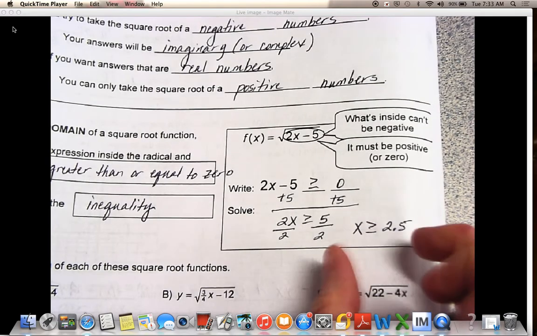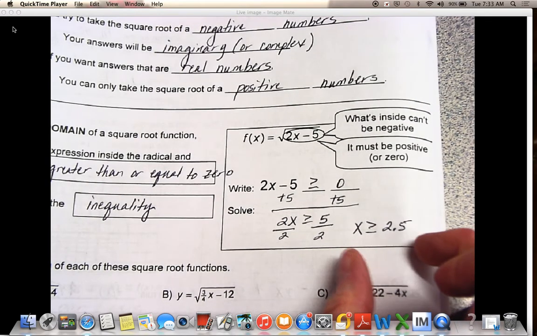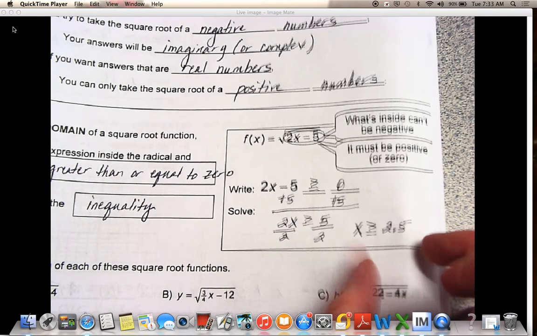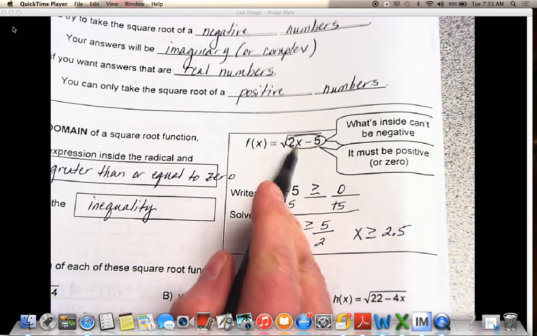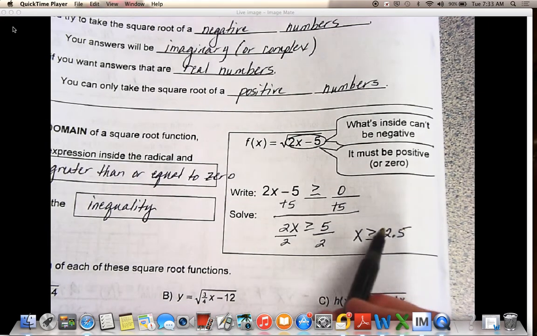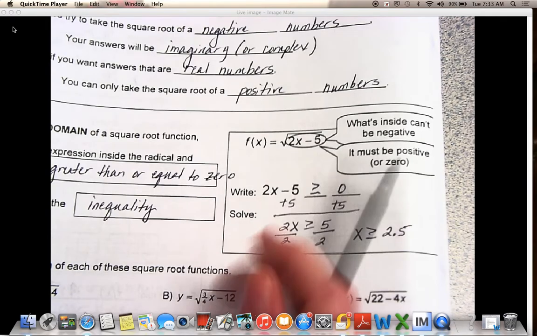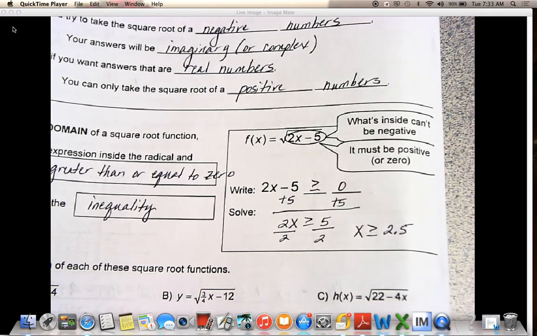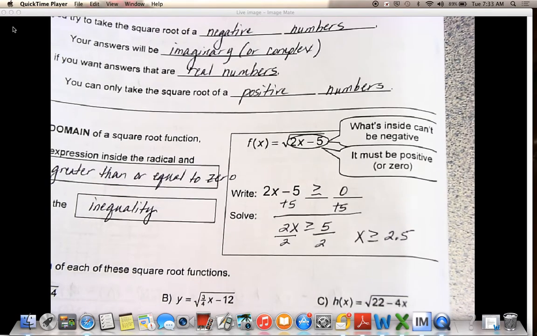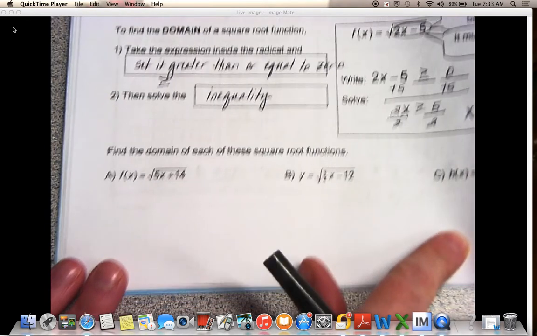Right? And so this, x greater than or equal to 2.5, that would be the domain for this particular function. Only values equal to 2.5 or greater, if you were to plug them into this square root function, would actually give us answers that would work, that would give us real number answers. So we're going to come down and look at the 3 examples at the bottom of the page.